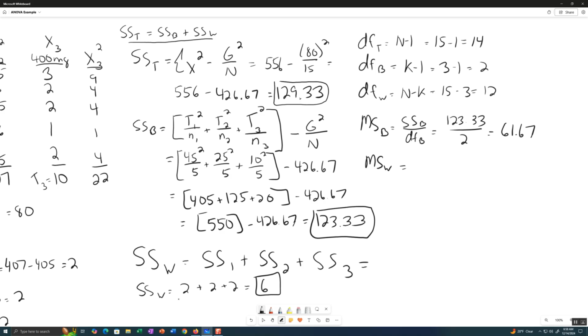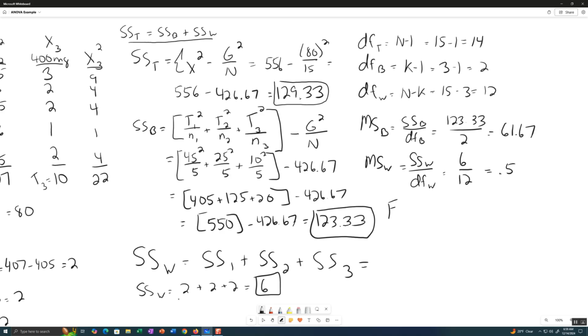Mean squared within is the within groups variance, which we also call error, or I also call individual differences. So people in the same group are going to vary, and this is how much they vary due to just being different. They all get the same treatment, but they're just different human beings, so there's going to be some kind of variation. And that's sum of squares within over degrees of freedom within. Sum of squares within is 6. Degrees of freedom within is 12. So this is a very small number at 0.5.